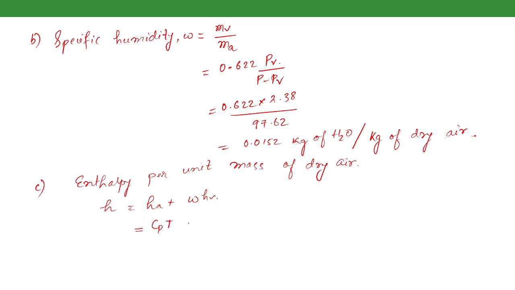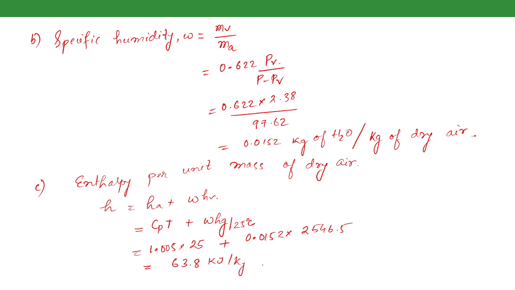This is CpT plus WHg. Okay, so Cp is 1.005 and T, actually this is T minus 0, since from 0 degrees Celsius we are calculating, so this is 25 minus 0, and since it is basically a difference, we are not converting it to Kelvin. And this is 0.0152 multiplied by 2546.5, Hg, which corresponds to 25 degrees Celsius. Okay, so this comes out to be 63.8 kilojoule per kg of dry air.